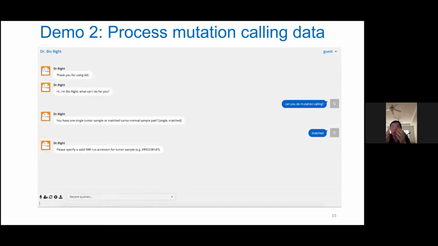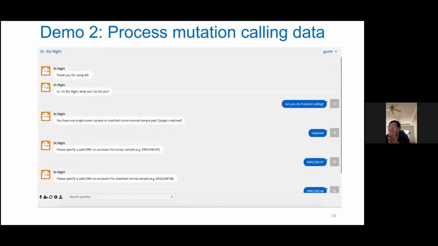Dr. Wright will ask, okay, you want to do a single mutation only on matched tumor-normal pairs, and you say matched pairs. Then Dr. Wright will ask you, could you tell me the data set? For example, if you are interested in a data set that is publicly available in the NCBI SRA archive, you just provide the ID there.